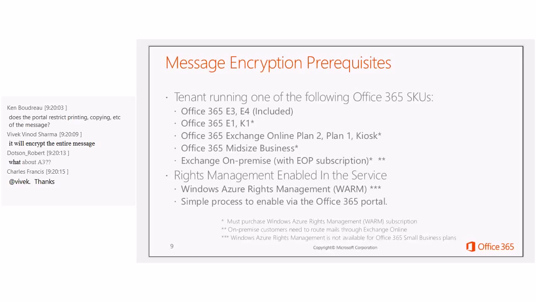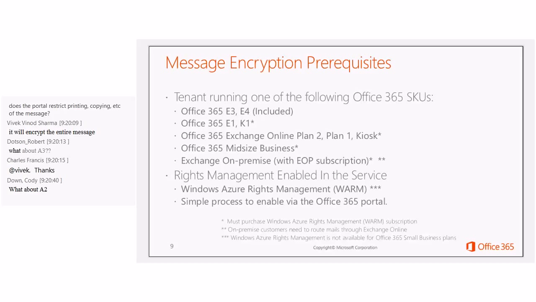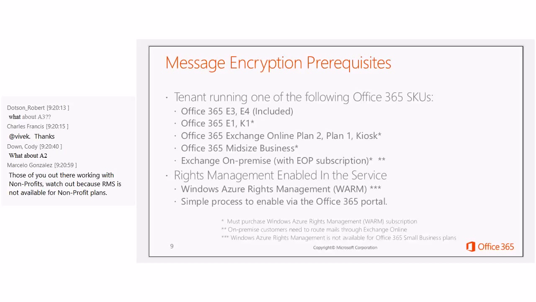Okay? If you have Exchange on-premise and you're using EOP for your message hygiene and things like that, you can do that. You would have to purchase Windows Azure Rights Management, and the second part of that is you would have to configure your on-premise environment to route your mail through Exchange Online. And again, the reason for that is pretty simple. Exchange Online is where you would be able to create the transport rules that evaluate the message and then apply the appropriate encryption.